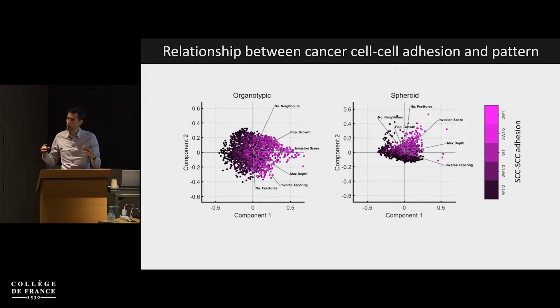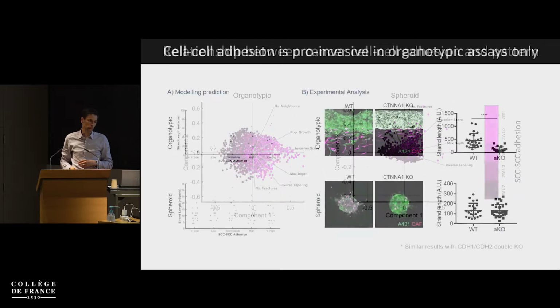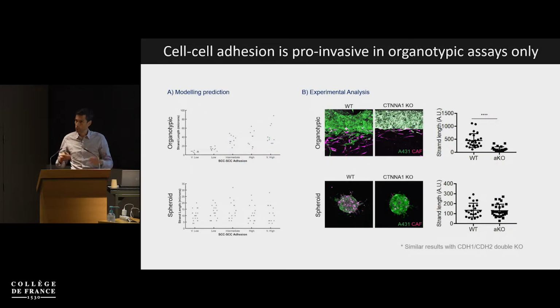If we think about the relationship between cell-cell adhesion and the invasive pattern, we can now see a slightly different thing. There seems to be somewhat of a relationship between the maximum invasion depth, particularly in the organotypic model, and also a little bit of a relationship to population growth. Again, we can explore this experimentally by playing around now with cell-cell junctions, either depleting alpha-catenin from the system or knocking out both E and P cadherin.